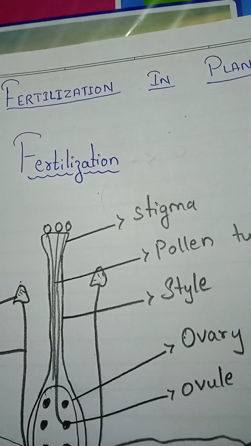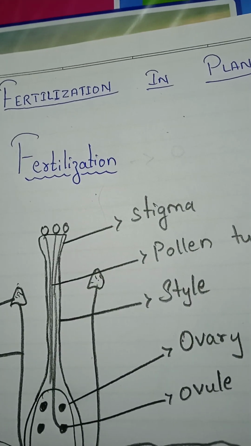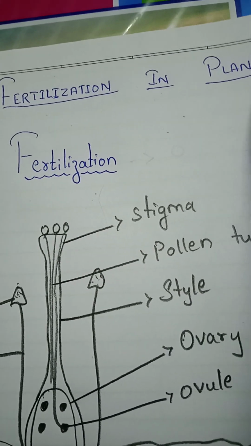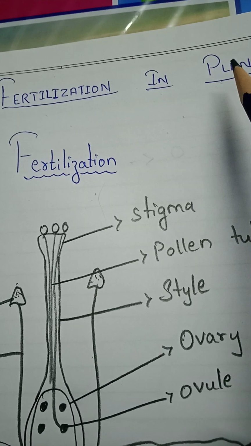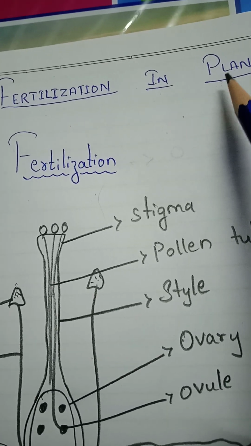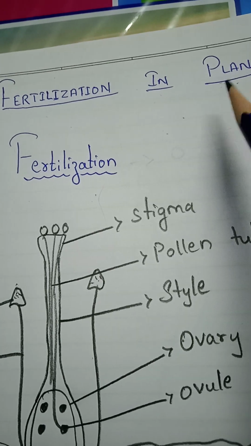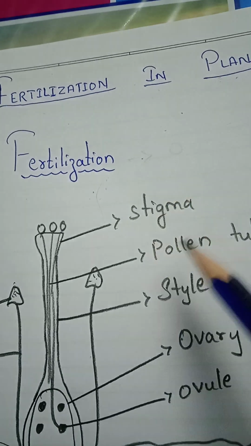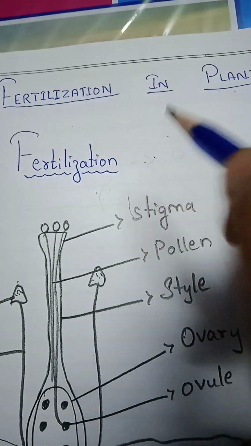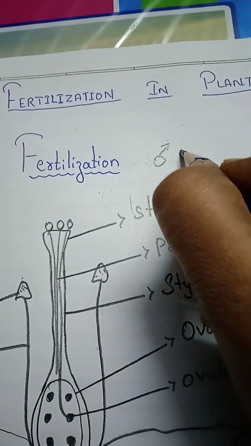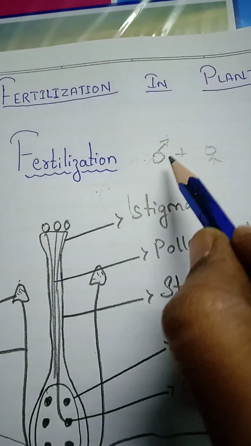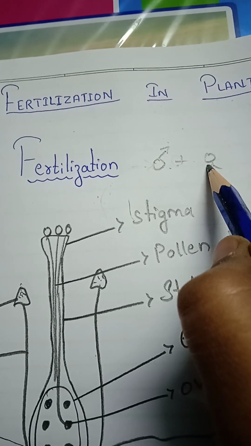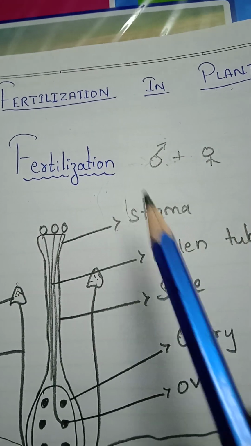Okay, what is fertilization? Fertilization is the second step in the process of sexual reproduction in plants. It is the process of fusion of male and female gametes, or reproductive cells. This is the process we will study today.